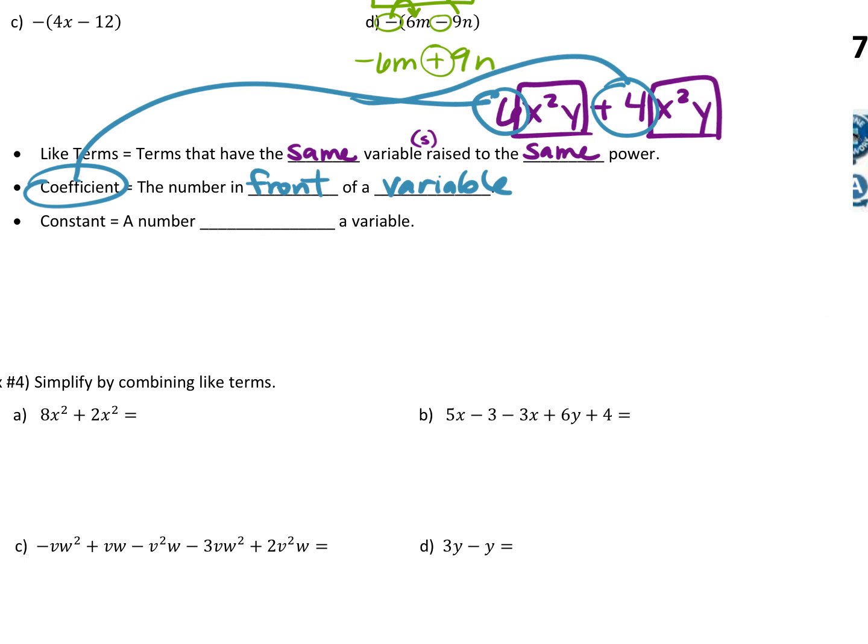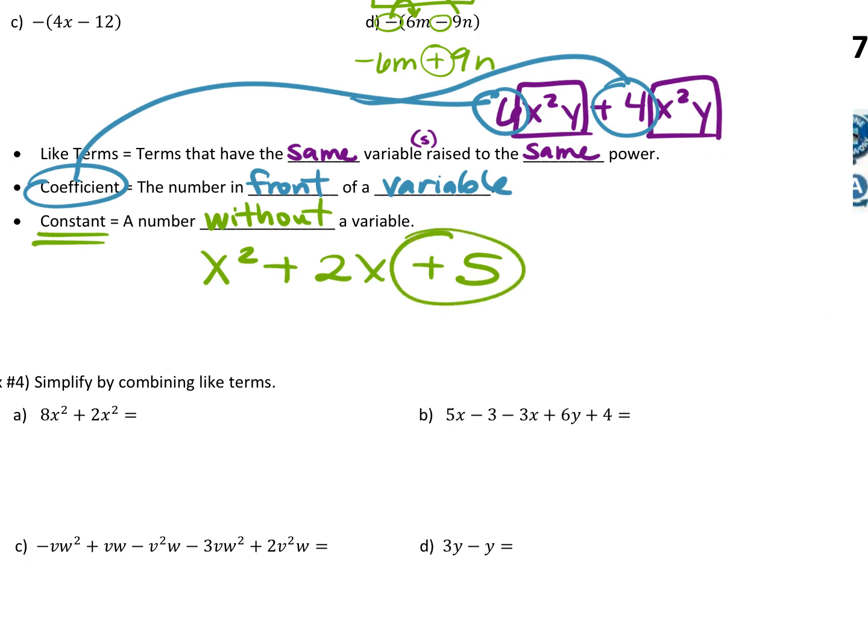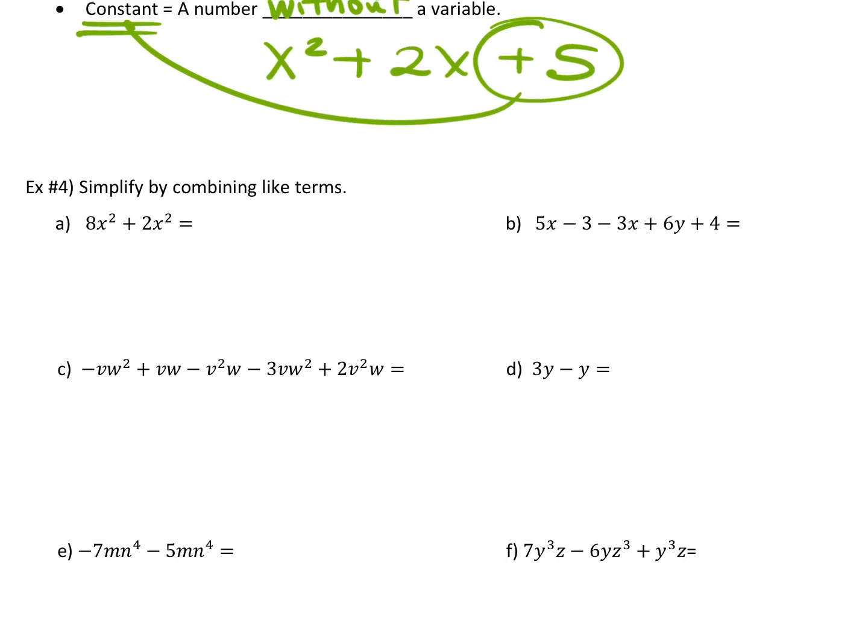Do you know what a constant is? A constant is a number without a variable. So if you have like x squared plus 2x plus 5, which one is a constant? The 5, okay? This is your constant. So using all that information, we're going to be simplifying using like terms with a bunch of different setups here.